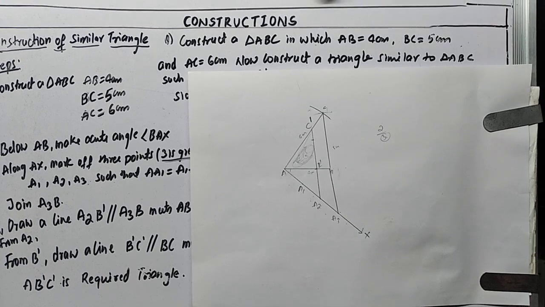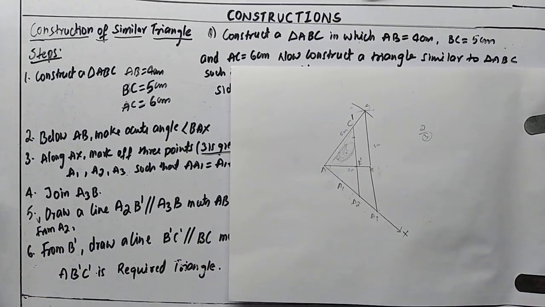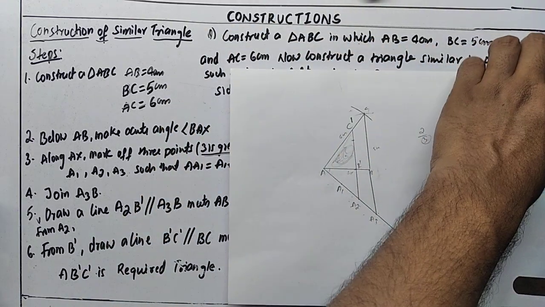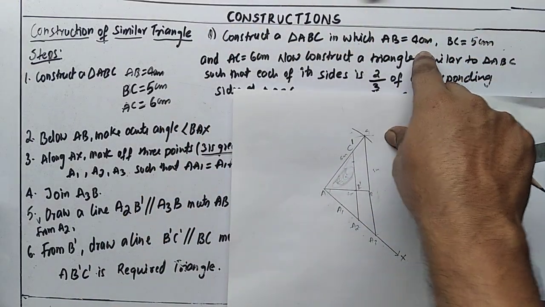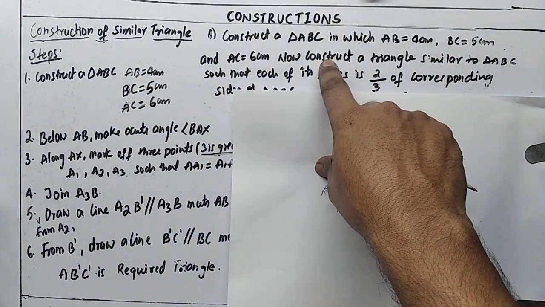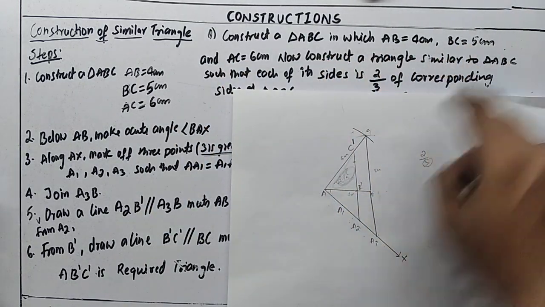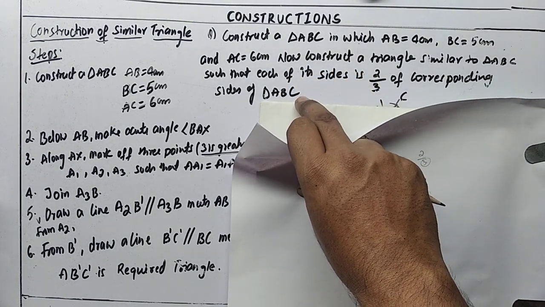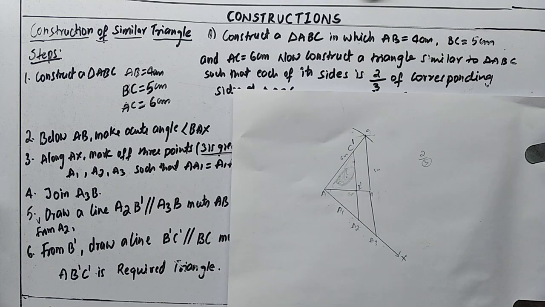Okay, now we'll see the steps. You have to construct a triangle ABC, in which AB is 4 centimeter, BC is 5 centimeter, and AC is 6 centimeter. And it's saying you have to construct a triangle similar to ABC, whose each side is 2/3 of the corresponding sides of ABC. So what are the steps?